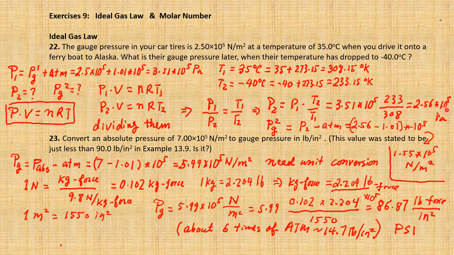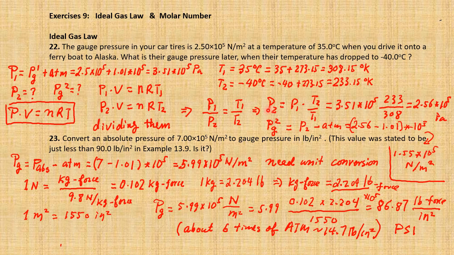But remember, we are asked to find the gauge pressure, the final gauge pressure. But this is absolute pressure, so the gauge pressure 2 is nothing but the absolute pressure take away the atmosphere pressure. So then you just get that, and whatever you have is 1.15. That's the gauge pressure, which means later when it gets cold, you will measure with the pressure gauge, you will get 1.15. Then of course you can convert that to PSI if you want.